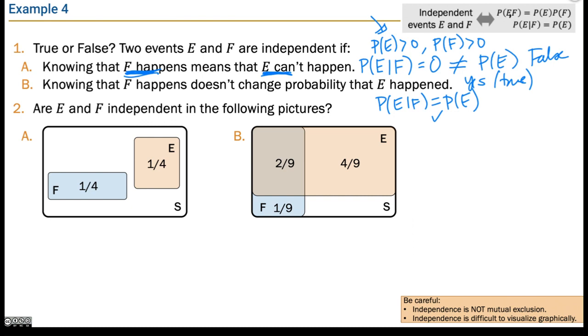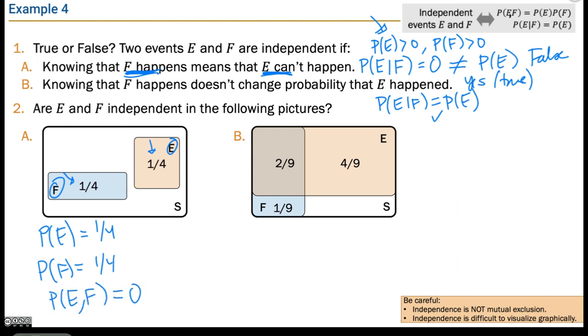All right, second question. Are E and F independent in the following pictures? Okay, so this is also just to give you a real warning that independence is often hard to visualize graphically. So we're going to mathematically look through these scenarios. So first, let's look at this scenario. This is meaning a probability here, this 1/4 and this 1/4. These are my events, and I'm saying they have a 1/4 probability. Okay, so here I have the probability of E is 1/4. The probability of F is 1/4. But the probability of both of them, because I'm showing them as mutually exclusive, is 0.